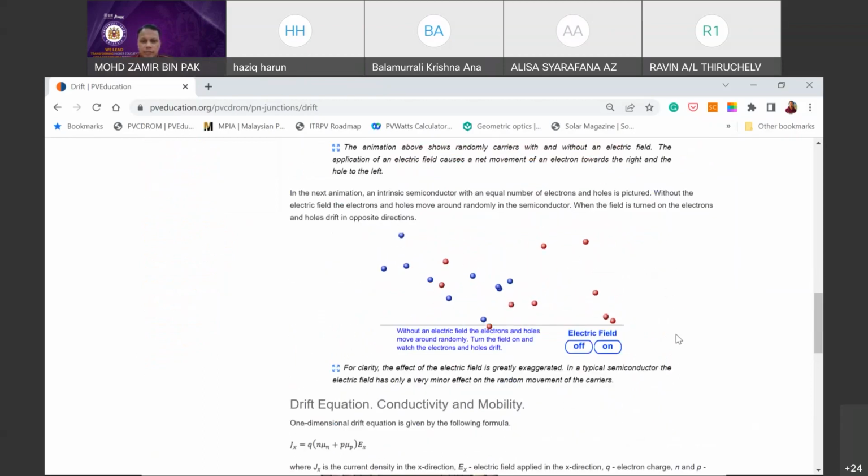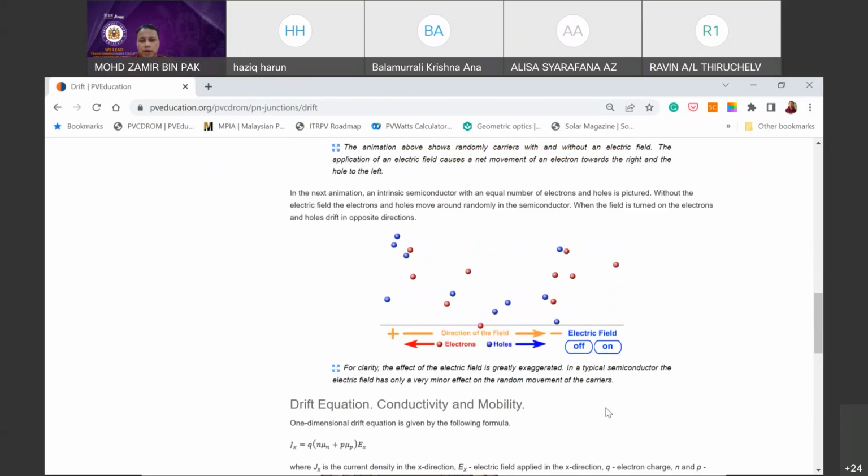Okay. Let's see the third animation. Without electric field, the electrons and hole move about randomly. Now, sekarang electric field is off. Turn the electric field on and watch the electrons and hole drift. Sekarang nampak dia random. So let's just plug on electric field. Sekarang kita nampak electrons are moving into, electrons going to the right or to the left. You can see now. Nampak eventually are they going to the left or to the right, electrons?